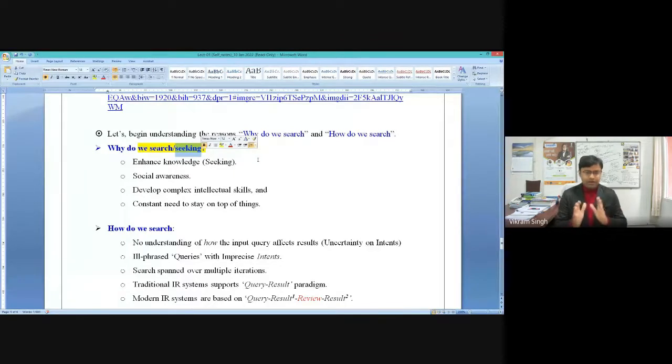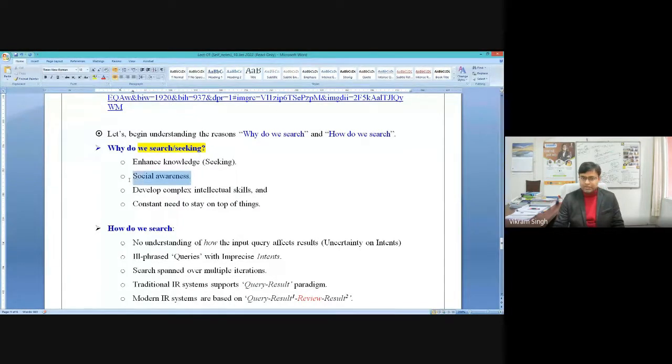We have not modeled this part, and that's why we are not using the term seeking systems. We are using search systems or search engines, because the search part is something we can implement. We cannot implement the seeking part. The seeking and learning part always stays with the user's interest or engagement, right? So the first and obvious reason for the search process is naturally to learn something, to enhance knowledge.